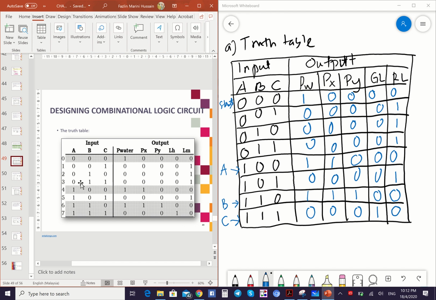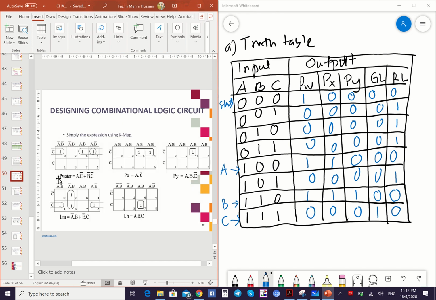The next step, the second step, is the simplification of the truth table using K-map. Based on this truth table, you have 5 outputs. That's why for your K-map, you also need to have 5 K-maps.